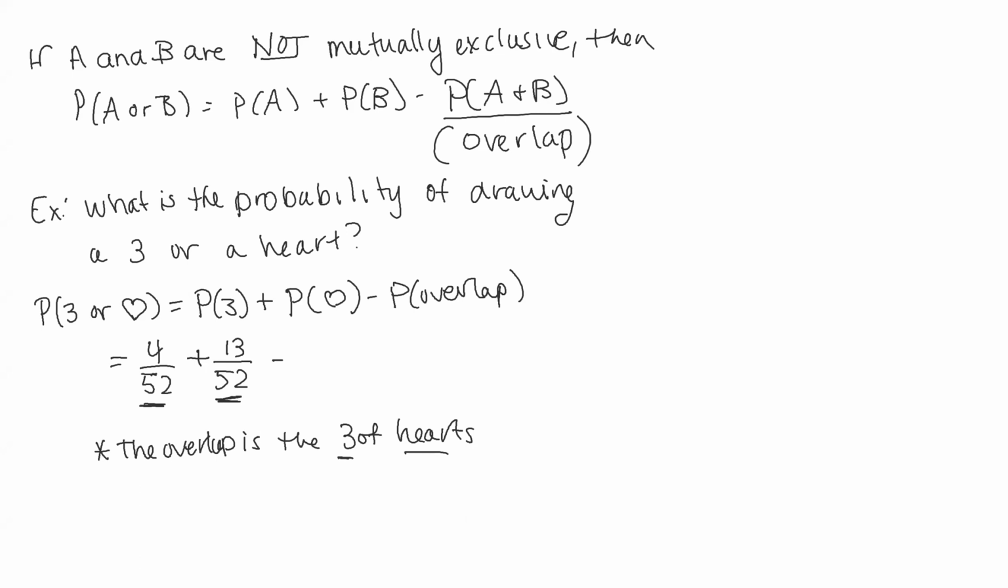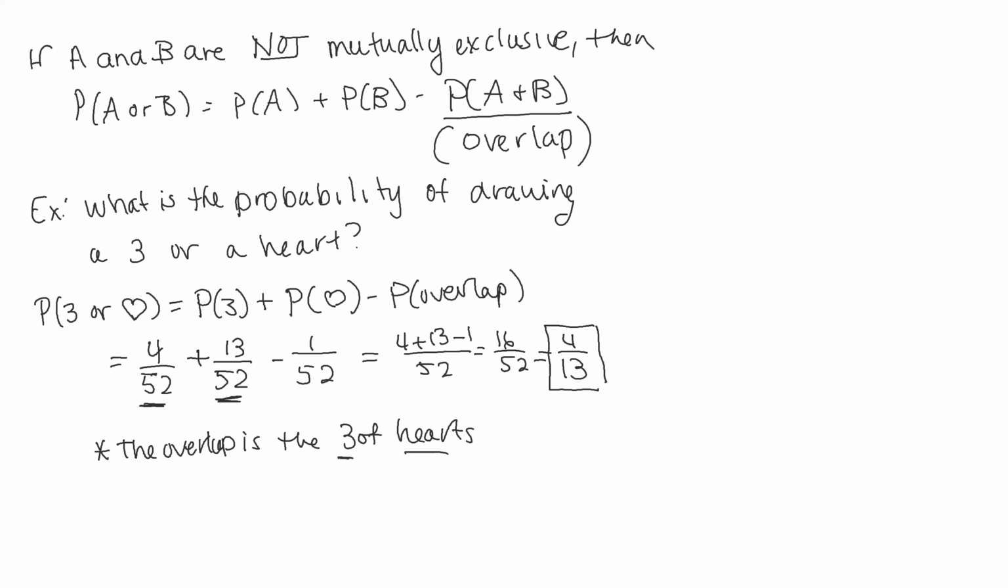So we have to subtract that 1 card out of 52 that's got the overlap because it's being counted 2 times. So what we're going to do here is we're going to take 4 plus 13 minus 1. We're going to put it over 52. So that's going to give us 16. Whoops, I forgot to subtract. There we go. So that's going to give me 16 over 52. And then we always want to reduce it. 16 and 52 are both divisible by 4. So the probability that you are going to be drawing a heart or a 3 is 4 out of 13.